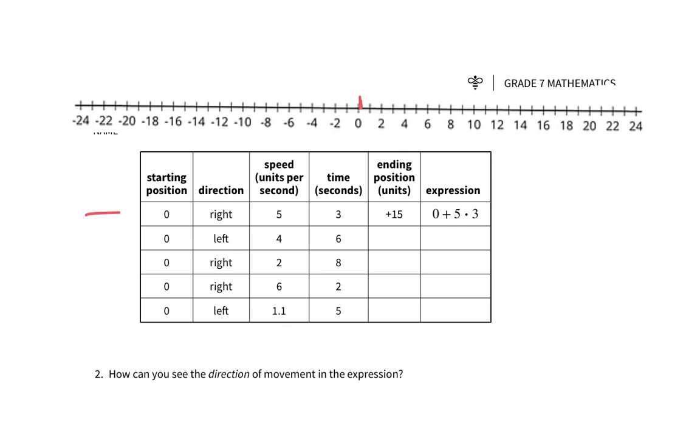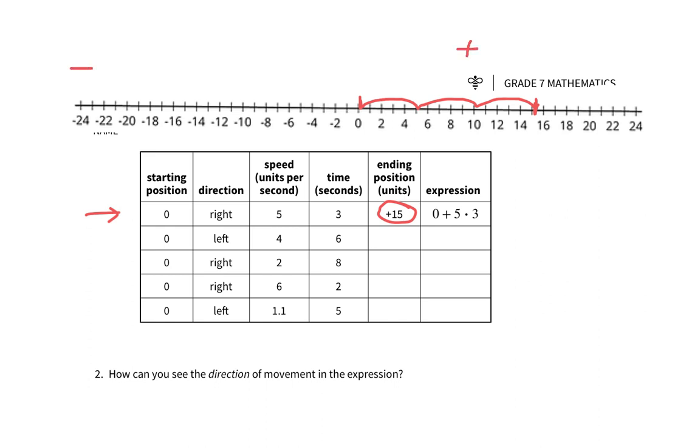So this first car, it says it's traveling to the right for 5 units per second and going for 3 seconds. So let's see, it would go 5, 5, 5, and end up at 15, at a positive 15. So in this case, positive is to the right and negative is to the left.